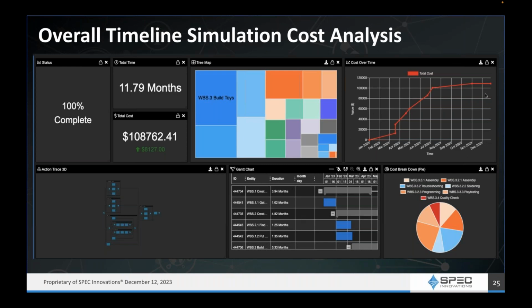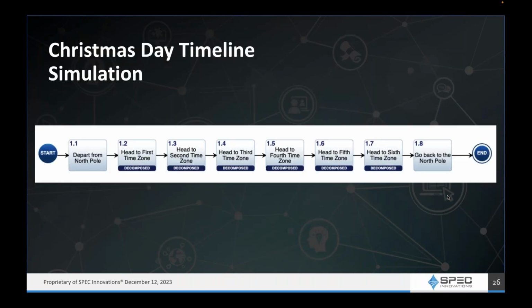We see our cost over time. We see in April, costs start to ramp up, and from April to August, we have the biggest spike, which is where elves are going to be creating our products and our entities and our gifts, really. And here we see our pie chart and a cost breakdown of our work.